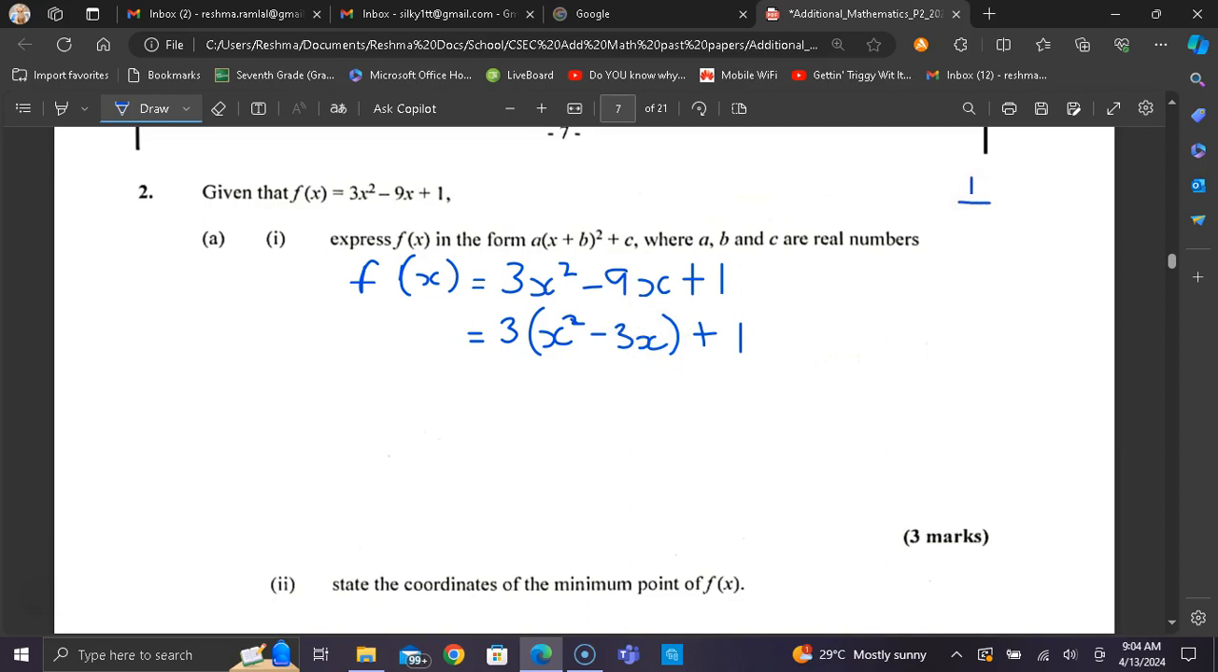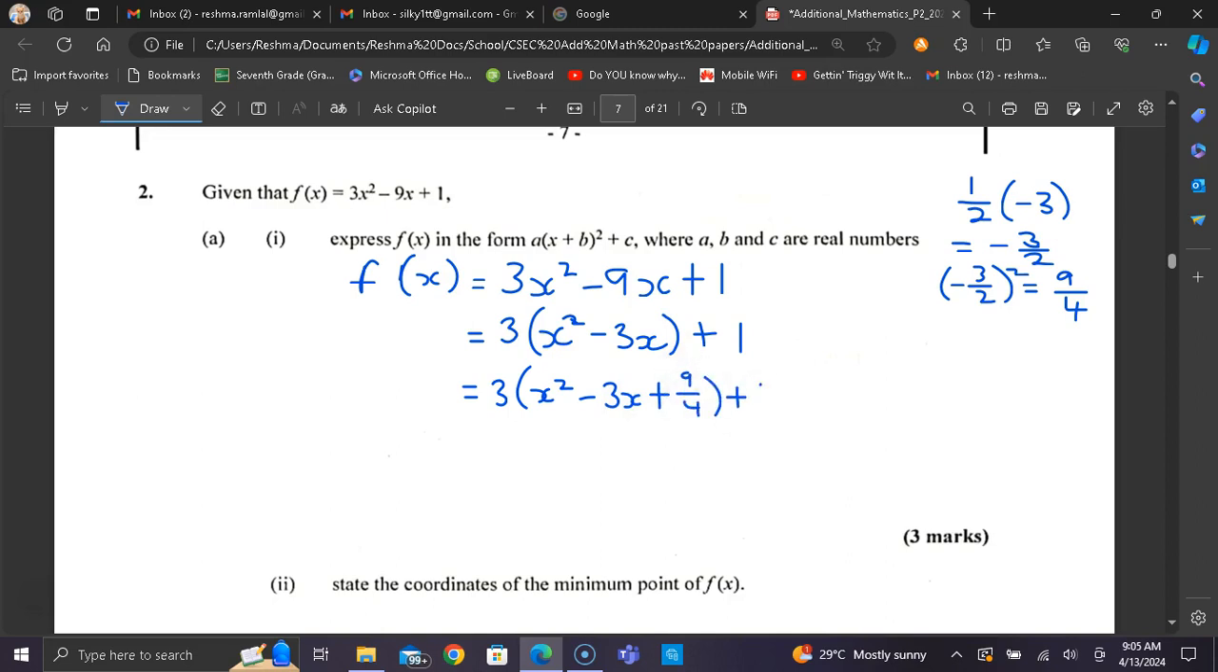So the next step, I'm going to take half the coefficient of x, so half of negative 3, which is negative 3 over 2. And then I'm going to just square negative 3 over 2. So that will be 9 over 4. So inside my brackets, I'm going to add that 9 over 4. And at the end, after the 1, I'm going to subtract 3 times 9 over 4. Right, because I'm keeping the balance of the expression the same.